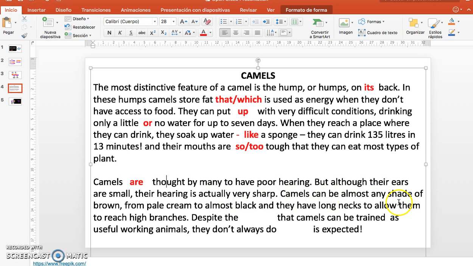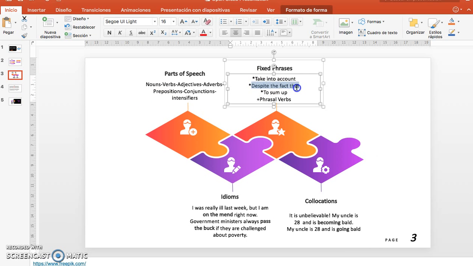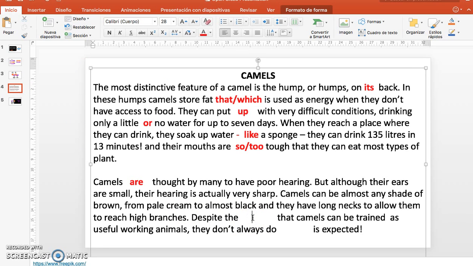Camels can be almost any shade of brown, from pale cream to almost black, and they have long necks to allow them to reach high branches. Despite the, and we have the word that. If we remember, one of the examples of those fixed expressions is despite the fact that. So that's why here the word is fact, okay, taking into consideration the words before and the word after this space. Despite the fact that camels can be trained as useful working animals, they don't always do.